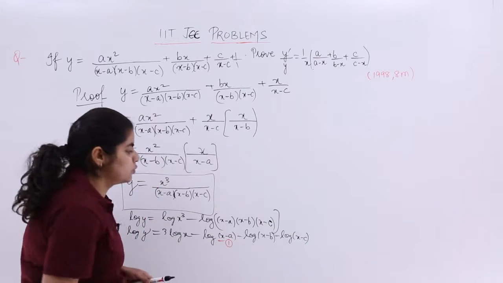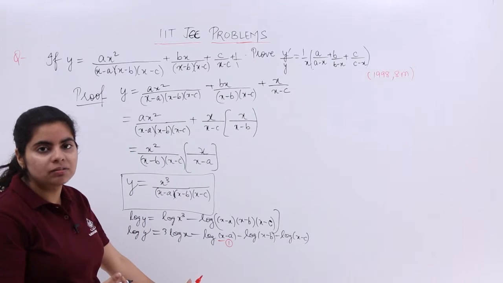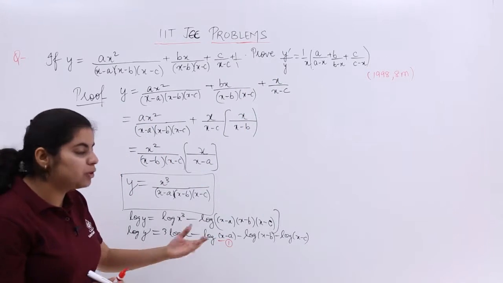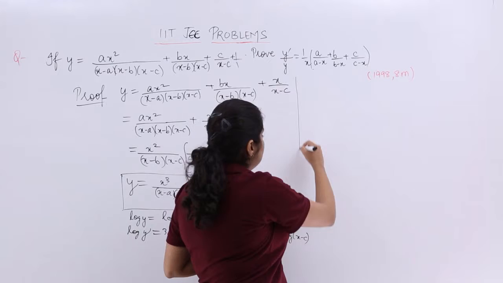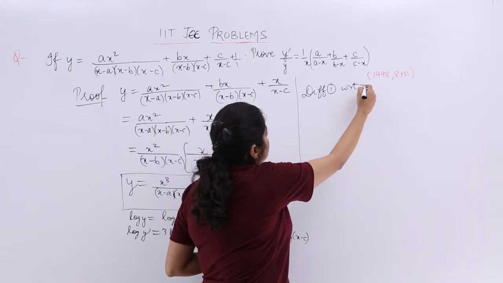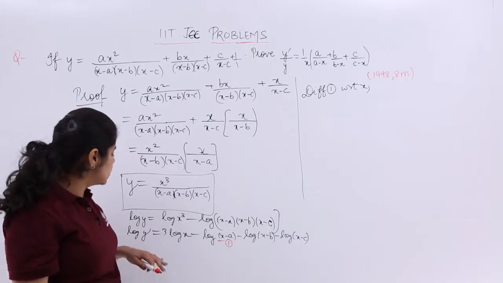Let's name this as equation 1. But is this the answer? No, because we need to actually find out the differentiation. So, I have to differentiate 1. Let me write here differentiating 1. In short, I write differentiating 1 with respect to x. So, what is the answer?